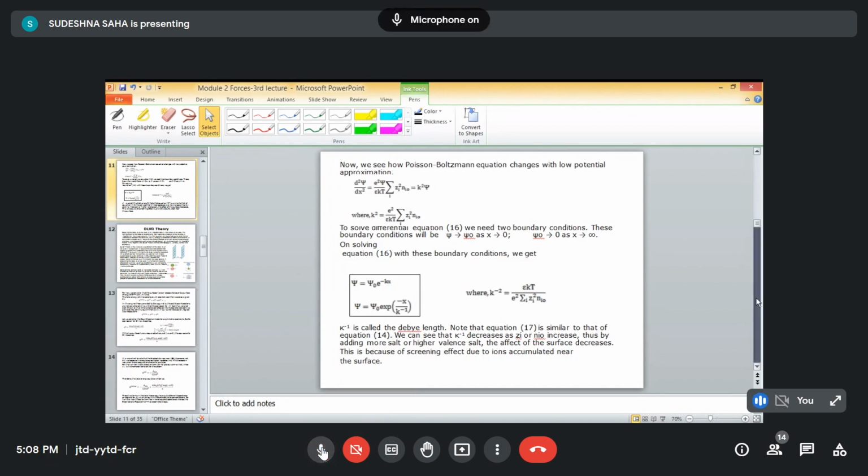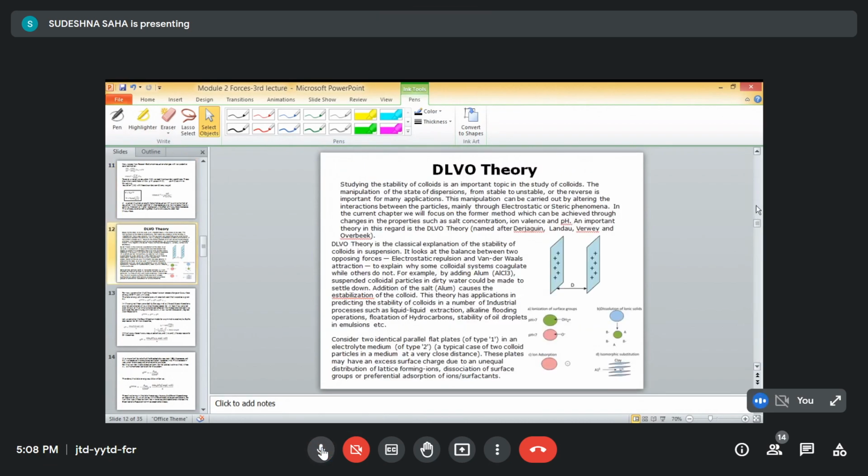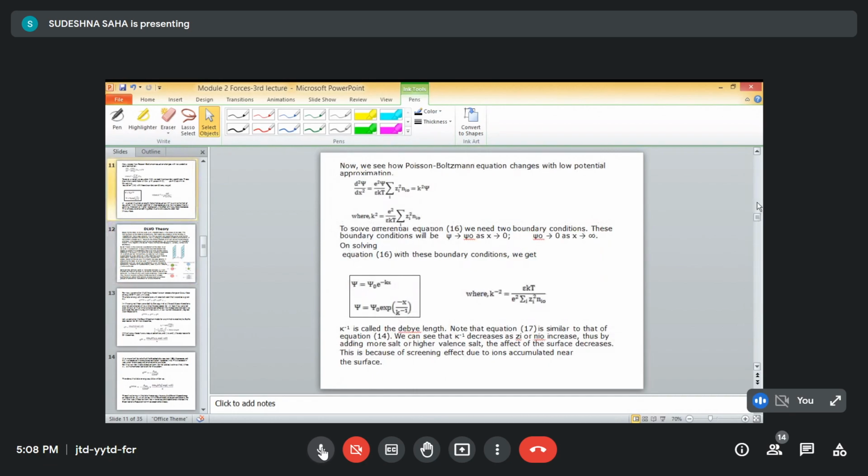Ma'am, the surface potential will decrease. Does that mean that the surface tension also decreases or something like that? Surface tension, yes, somehow, I mean, yes, it will decrease. Surface tension will decrease when the potential decreases. Okay, ma'am.